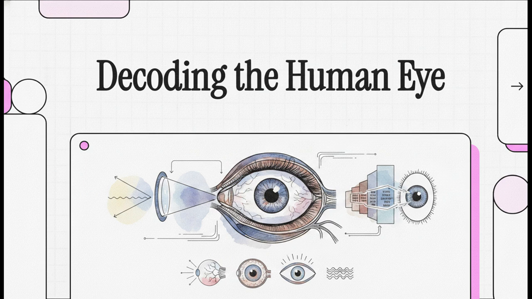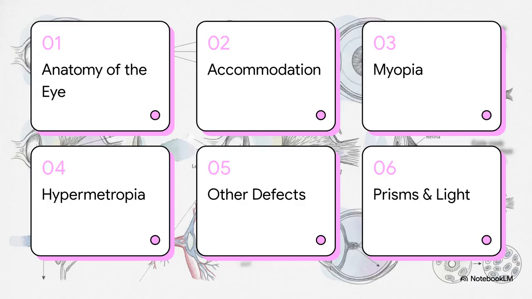Today, we are going completely under the hood. We're going to break down the anatomy, the incredible physics of how our eyes focus, the common defects that affect millions and millions of people, and finally, the stunning secrets hidden within the very light that our eyes capture. Okay, let's dive right into this.